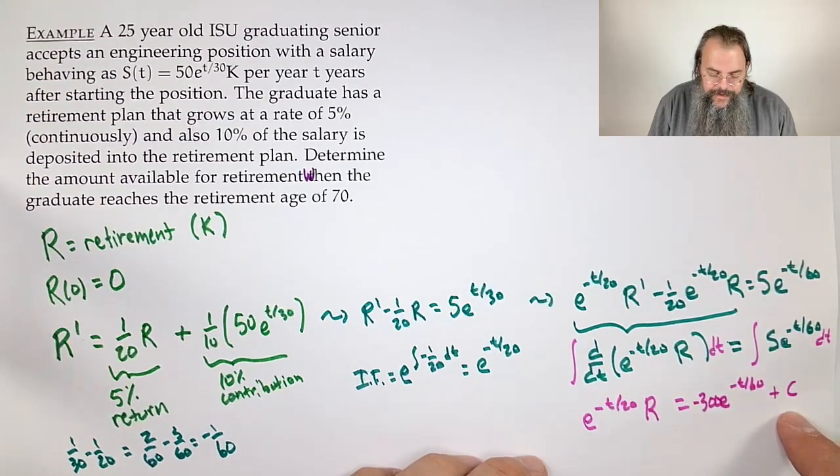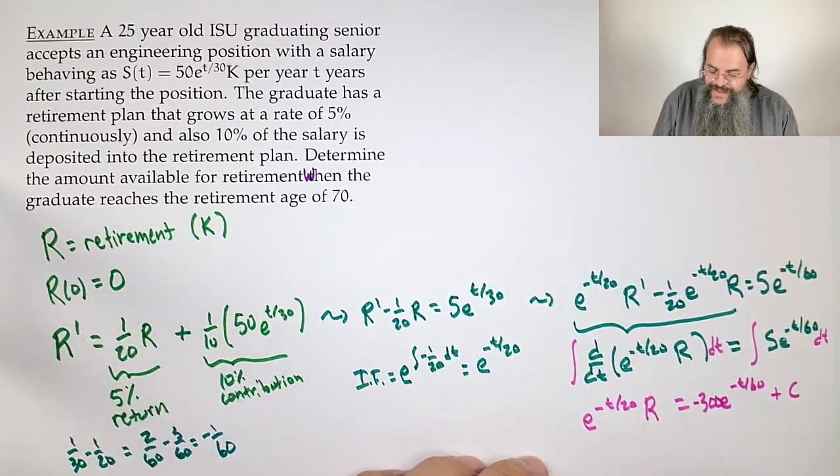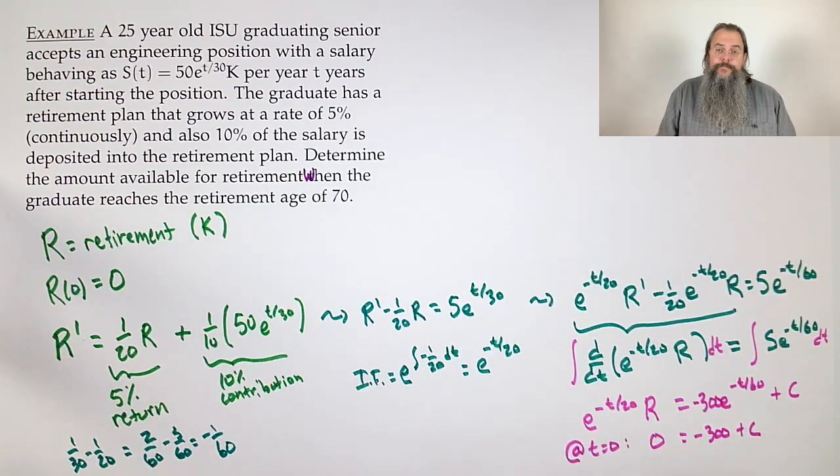Now, how do we solve for c? Well, we know how much there is at time 0. So we can say, look, at time equals 0, there's no retirement, so 0 is minus 300 plus c. So c equals 300.